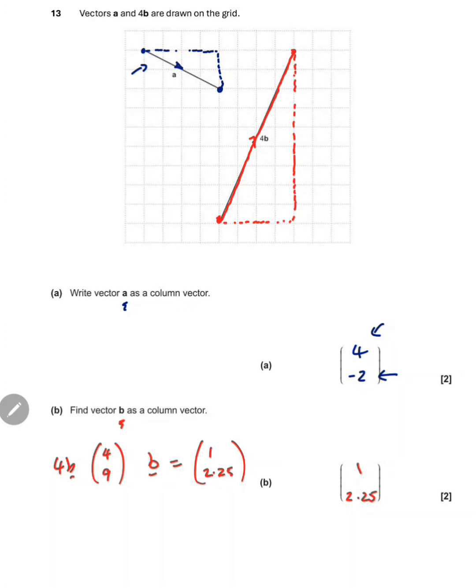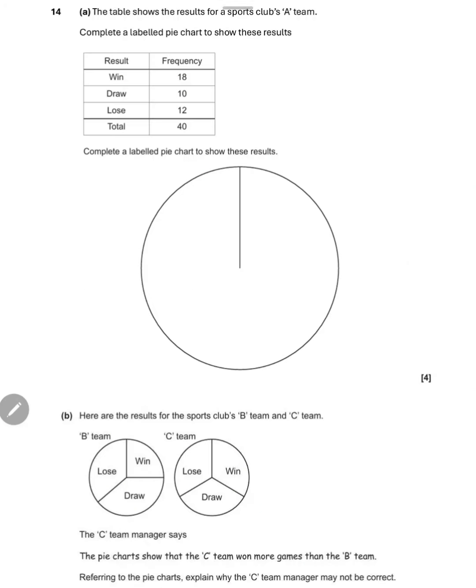There is no vector proof question on this paper, guys. Vector proofs have not come up. It's a rough one if it does. If you're aiming for a top grade, go and have a look at vector proofs, because I've not included it in this paper. 14, pie chart to draw.